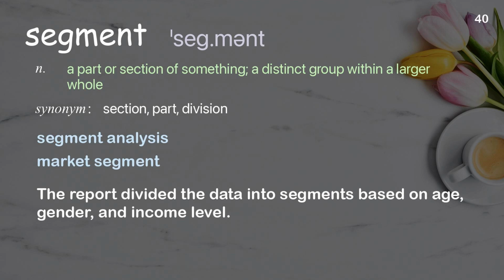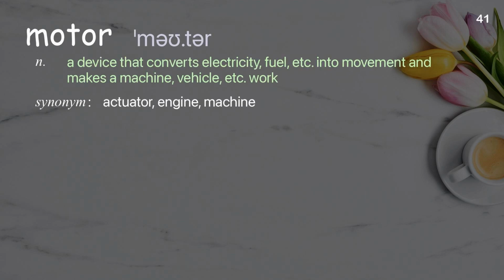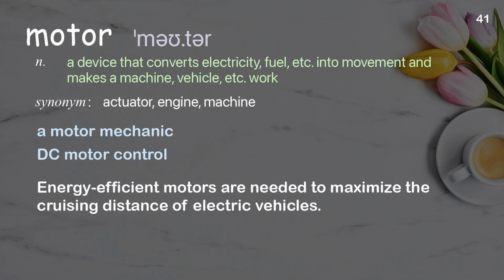Motor. A device that converts electricity, fuel, etc. into movement and makes a machine, vehicle, etc. work. Examples: A motor mechanic. DC motor control. Energy-efficient motors are needed to maximize the cruising distance of electric vehicles.